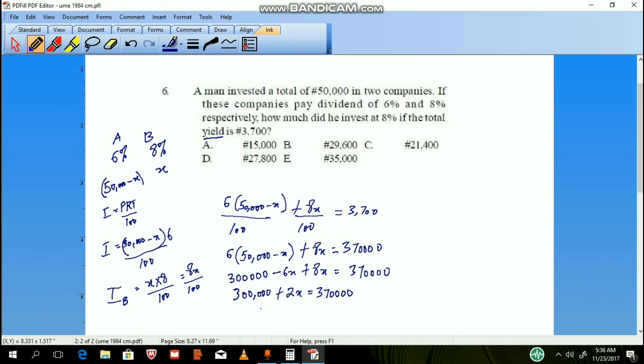Collection of like terms. If we have 2x in here and we have 370,000 minus 300,000, we have 2x equal to 70,000. So if we divide both sides by 2, x will be equal to 35,000. So therefore our answer is option A, 35,000.